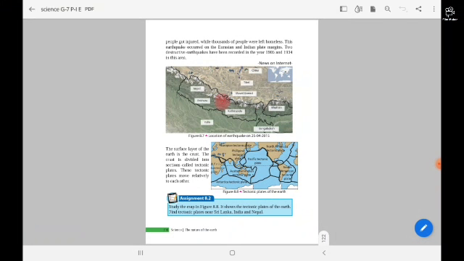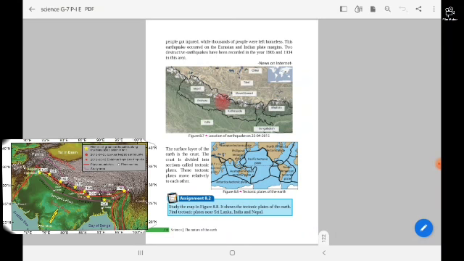Remember that when an earthquake occurs, sometimes mountains can be made. Remember that the Himalayas have been made on the boundary of the Eurasian and Indian plate margins. That's an interesting thing, no?